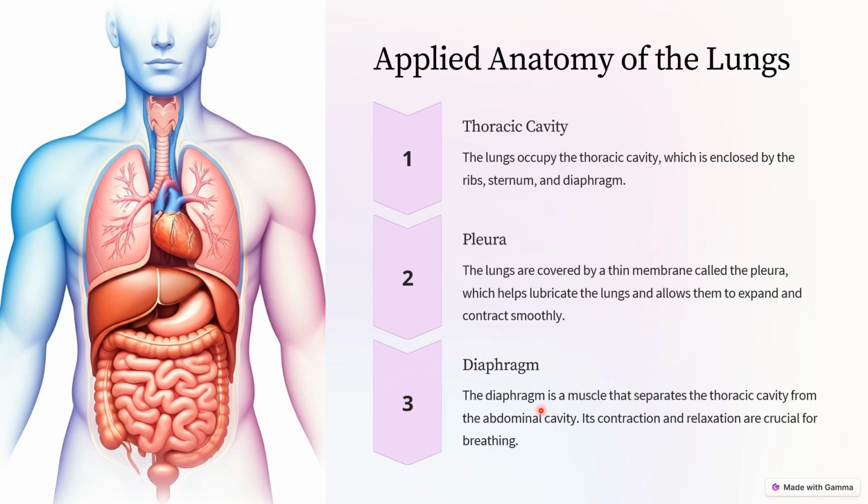Then diaphragm. It is a muscle that separates the thoracic cavity from the abdominal cavity. So see the demarcation here: diaphragm, liver, stomach, intestine. It separates the proximal and the distal cavity, basically the thoracic cavity from the abdominal cavity. Its contraction and relaxation are crucial for breathing.